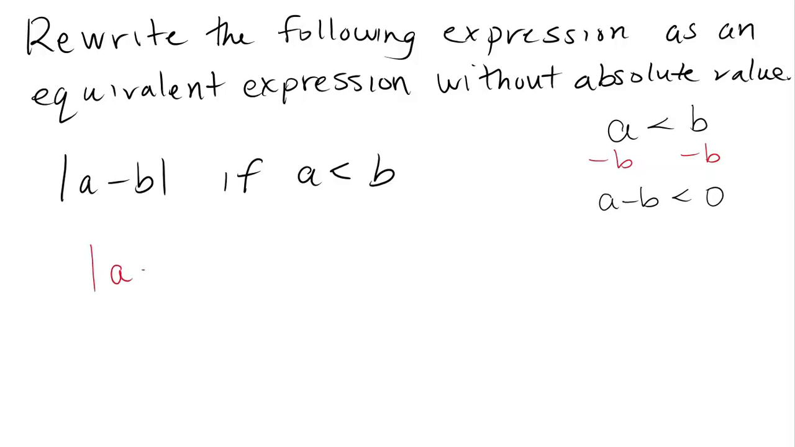And so the absolute value of a minus b in this scenario would be its opposite, its negation. And I would distribute that negative to both terms, and then I would flip the order, and I would write this as b minus a. If a is less than b, then b minus a is going to be positive, and we'll get a positive result just like we expect.